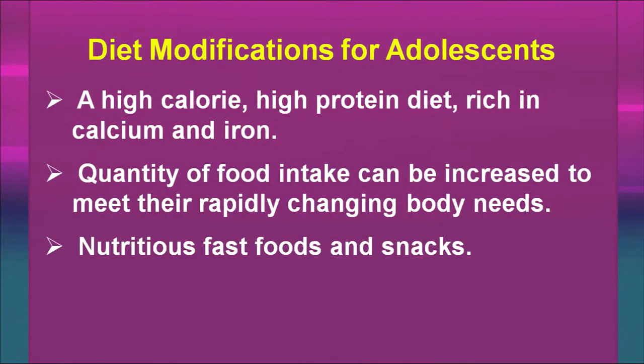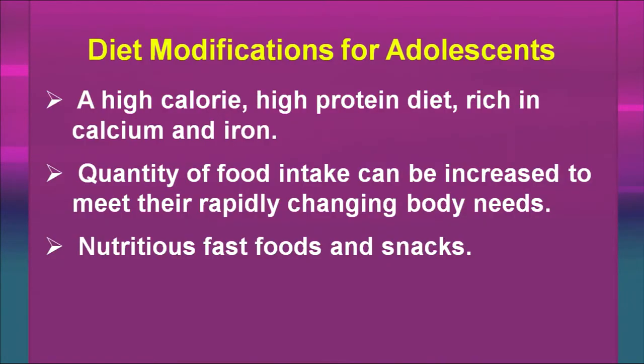Now we will talk about little more growing age of adolescence. This is again a growth spurt. Lots of changes are going on. They are very much attached with their body images. We'll talk about it. But due to their growth spurt, they need high calorie, high protein food rich in calcium, iron and other vitamins and minerals too. The quantity of food intake is increased to meet their rapidly changing body needs. They like to eat the food which is either advertised in the media, available outside the home, and what their peer group eats.